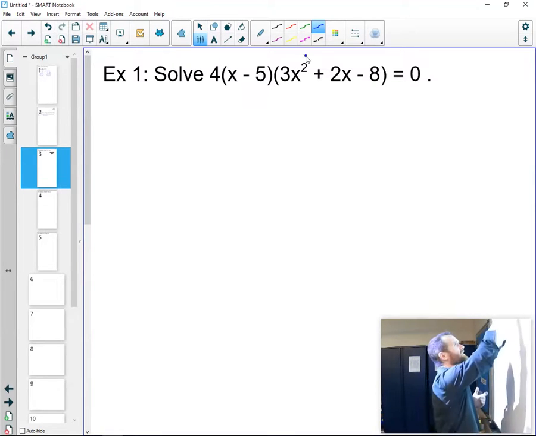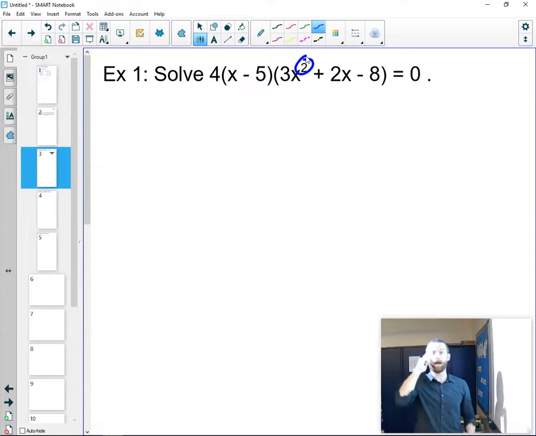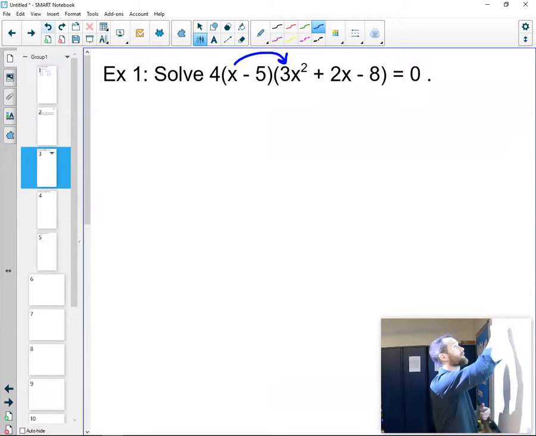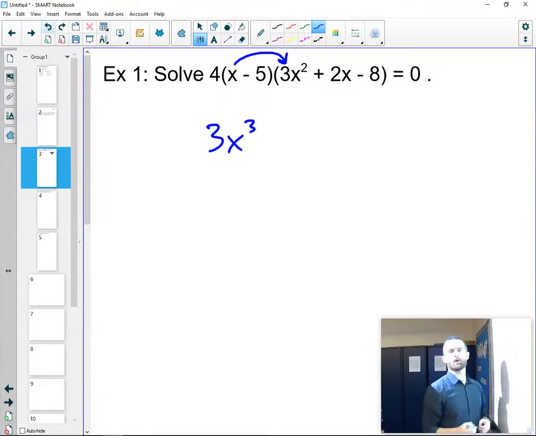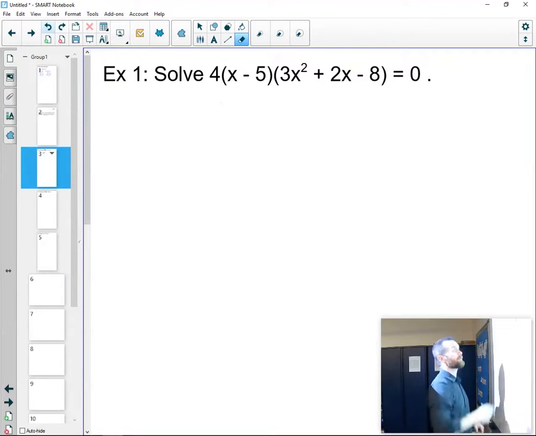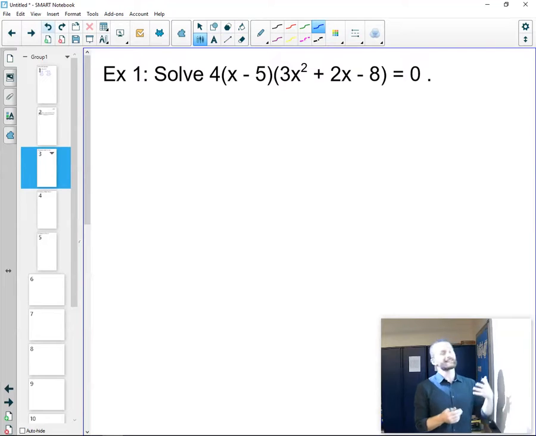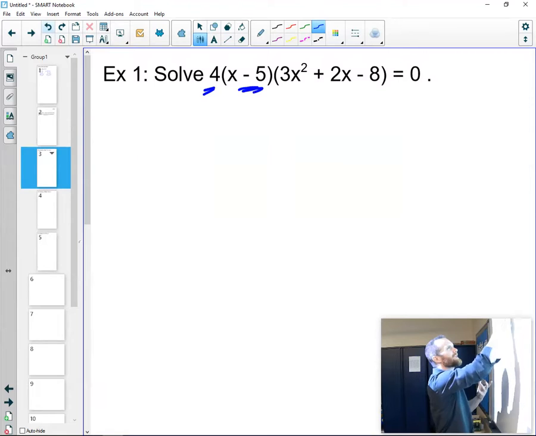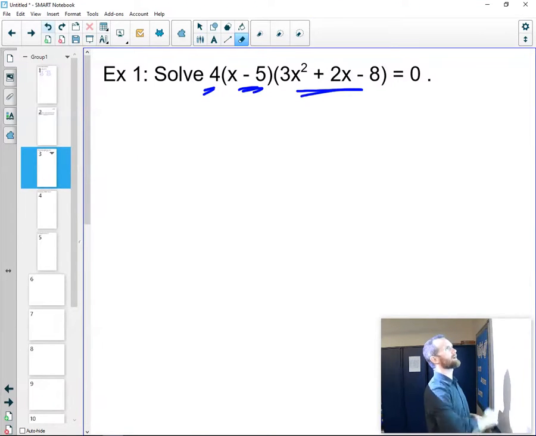Now, it's tempting to say yes, because we've got a power of 2 with that x, and we think, oh, that was the big clue. When the biggest power we see is a 2, that means it's a quadratic. But if we distributed here and did x times 3x², we would end up with 3x³, making the highest power a power of 3. So this actually is not a quadratic equation, it's a cubic equation, because the highest power we see is a power of 3. But even though this is technically a cubic equation, we can deal with this because it's already written in sort of semi-factored form. It's three things being multiplied together.